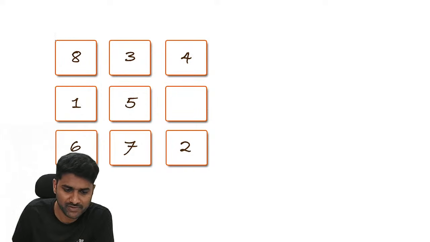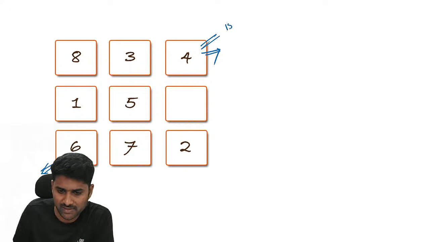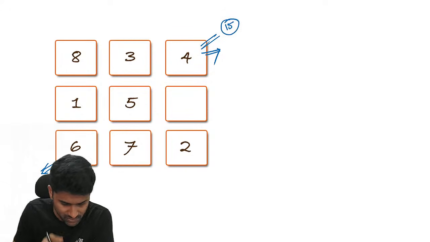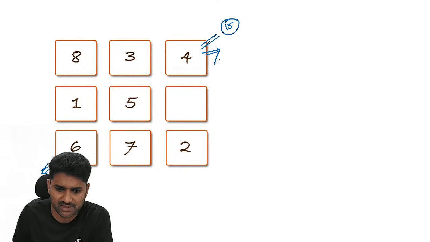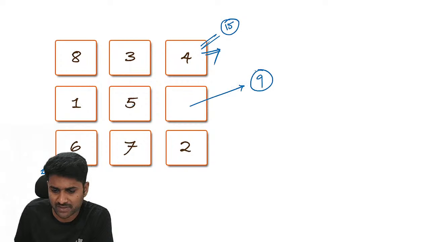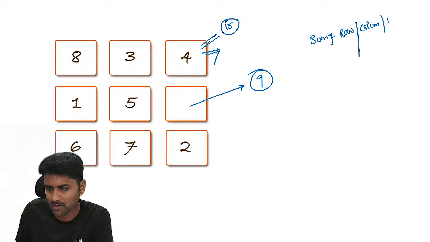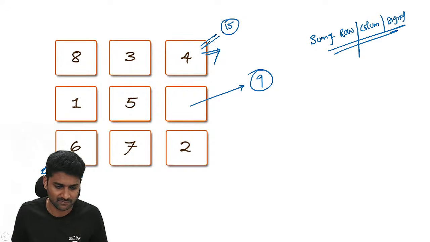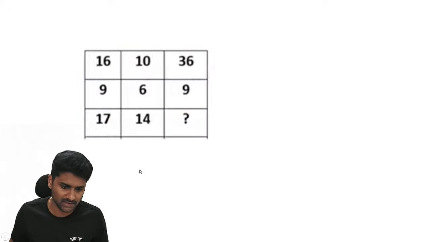Try this question. If you observe, see, sum of the row or sum of the column or sum of the diagonal. See, all the sum values are exactly equal to 15. You can check sum of the row, sum of the column, sum of the diagonal. Anything, the resultant is 15. So here 5 plus 1 is equal to 6. Definitely the missing number is 9. The resultant is the same. That's why the missing number is 9. Next, try this question.